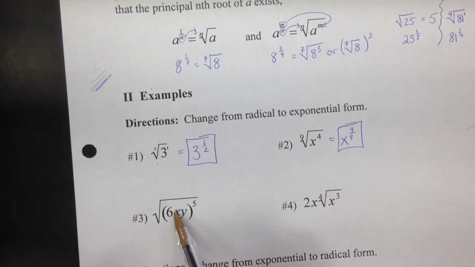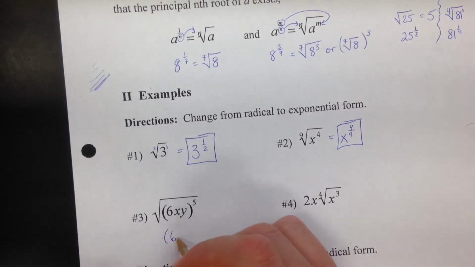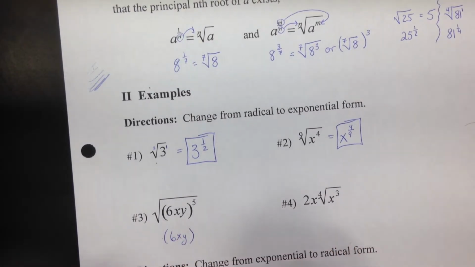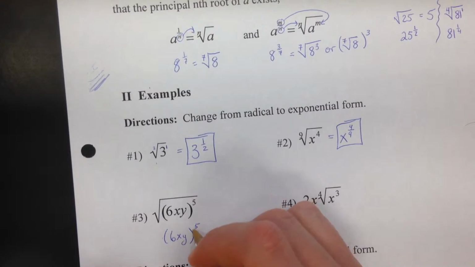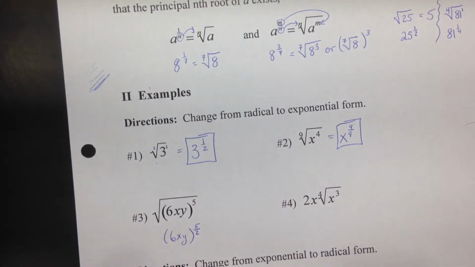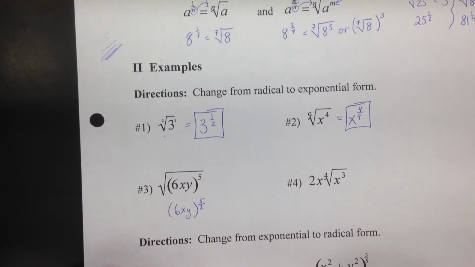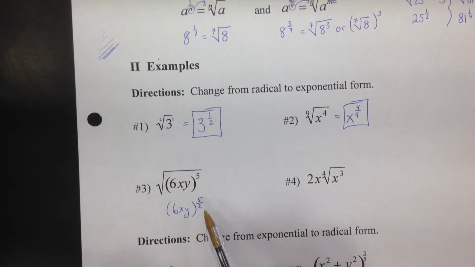Now number 3, you have 6xy to the 5th. You have the square root of that. Well, that's 6xy in parentheses. The 5 is the numerator. The index is the denominator. 6xy raised to the 5/2 power.